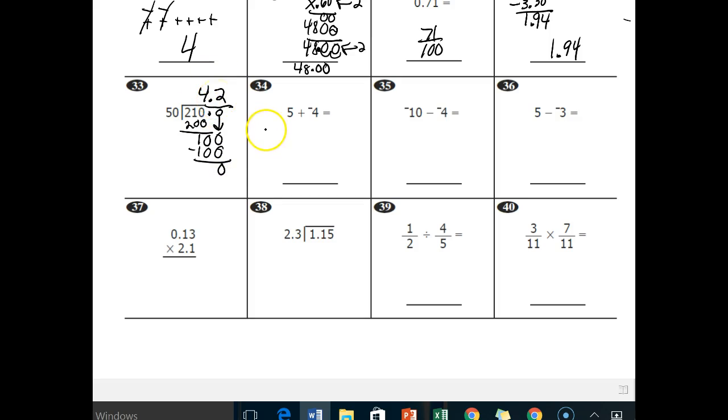Here we go. We have 5 positives. 1, 2, 3, 4, 5. 4 negatives. 1, 2, 3, 4. The opposites cancel out. So these cancel out. Those cancel out. See ya. See ya. I'm left with 1 positive sign. So my answer is positive 1.